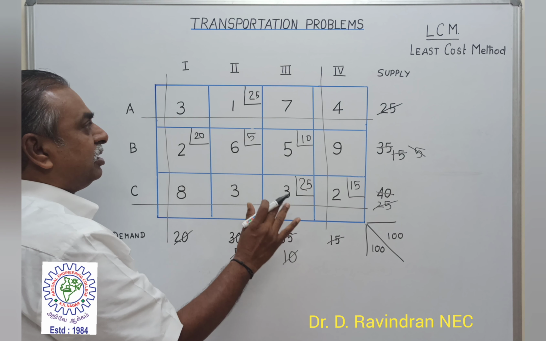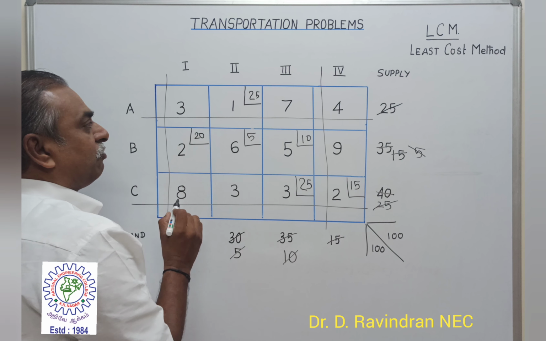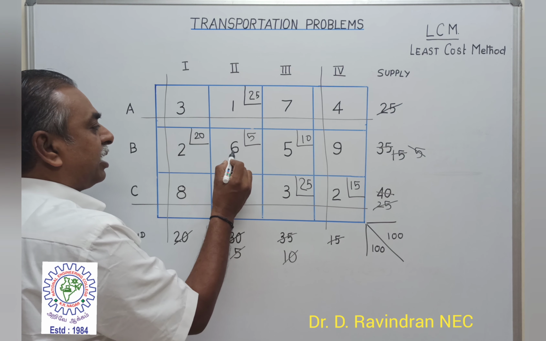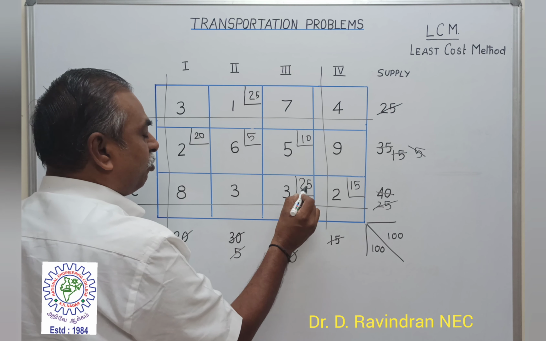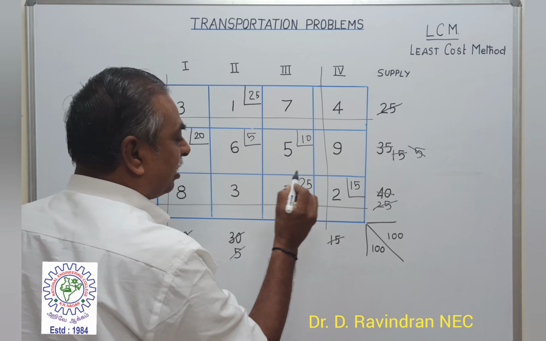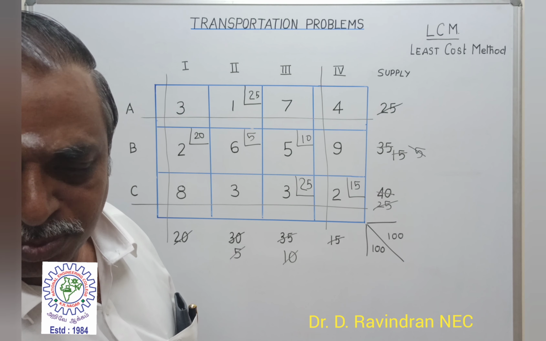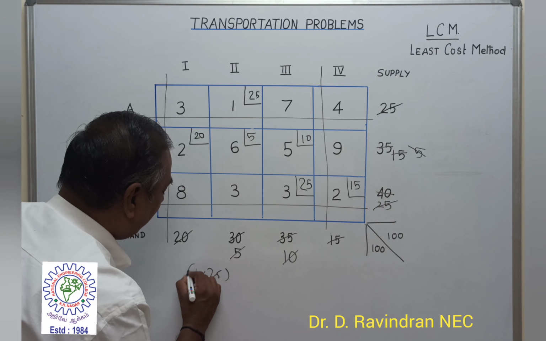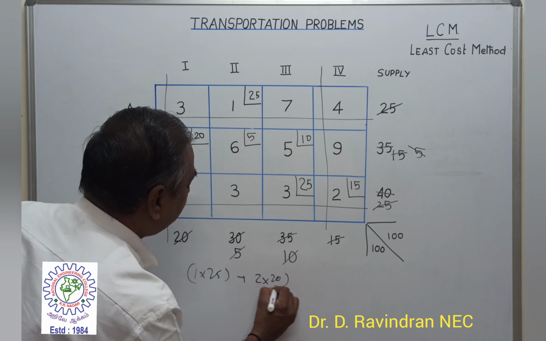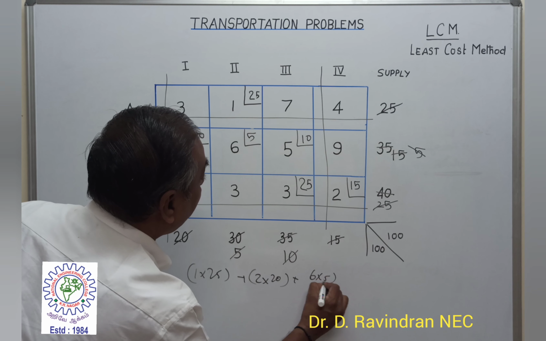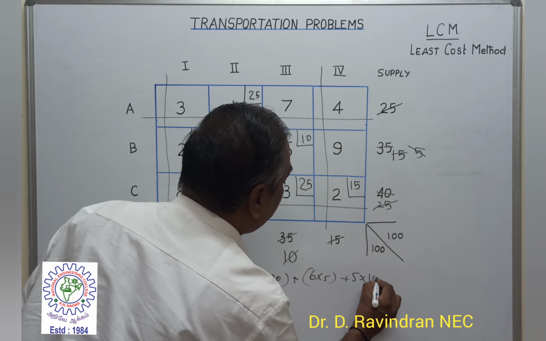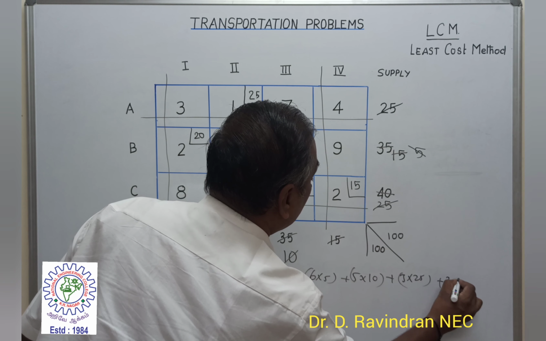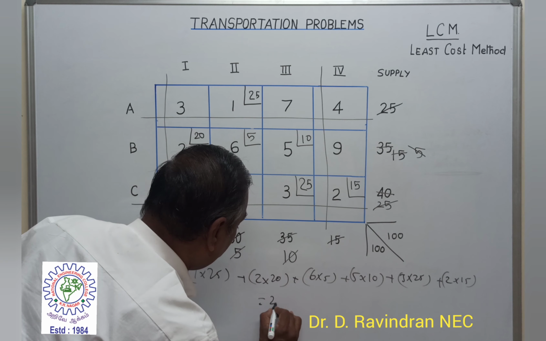Now as per this transportation table, 25 units will be transferred at the cost of 1 rupee. 20 units have to be transferred at the cost of 2, 5 units at the cost of 6, 10 units at the cost of 5, 25 units at the cost of 3, and 15 units at the cost of 2. So the total transportation cost will become 250. That means 1 into 25, plus 2 into 20, plus 6 into 5, plus 5 into 10, plus 3 into 25, plus 2 into 15, which comes to 250.